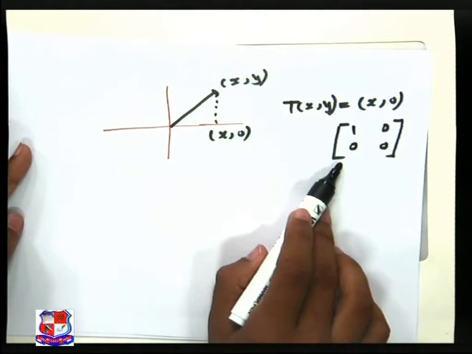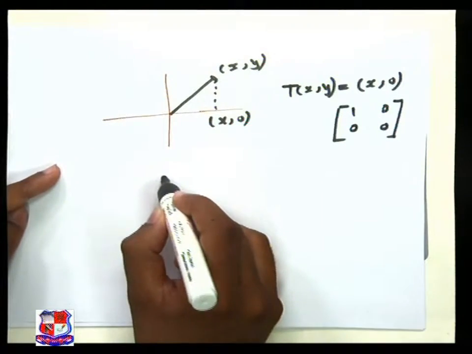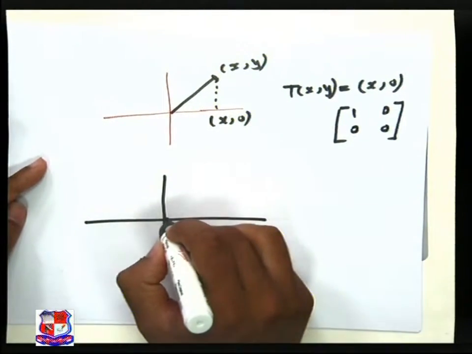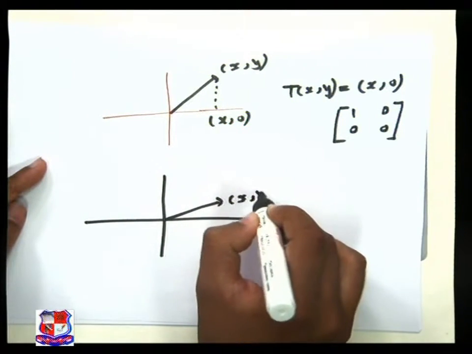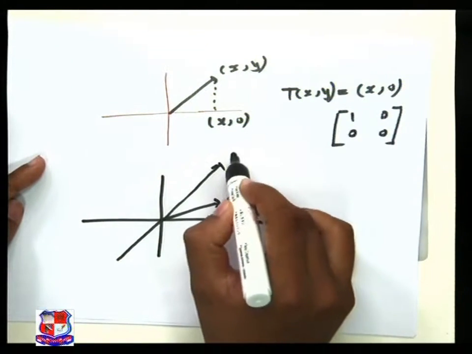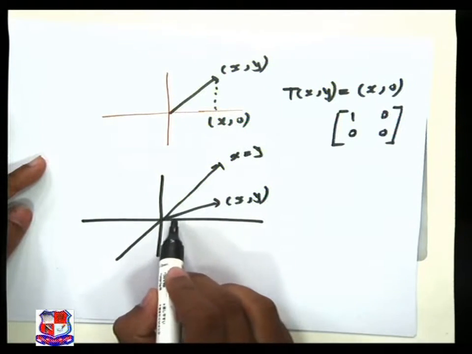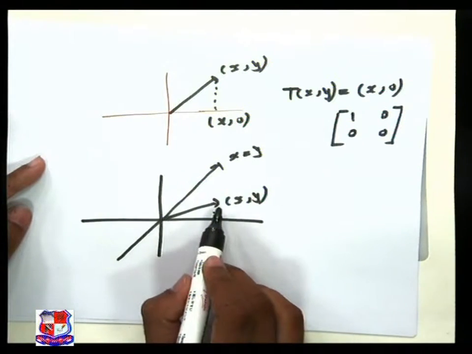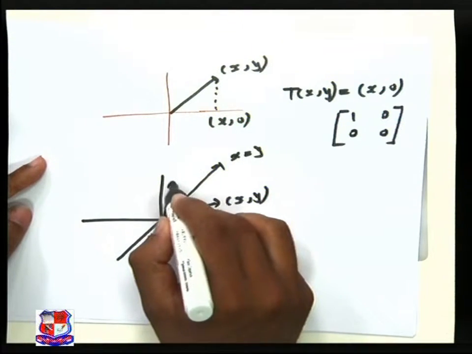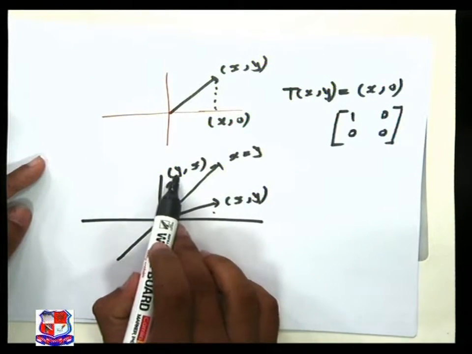Now similarly, let's take another figure. This is our vector xy, and this is our line x is equal to y, right? When we take the reflection of the vector xy about the line x is equal to y, in that case our new vector becomes yx, correct? Our new vector becomes yx.